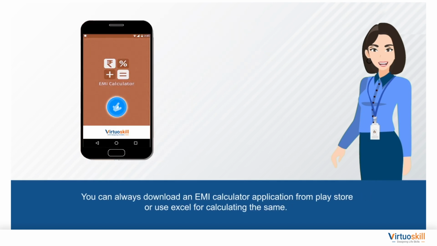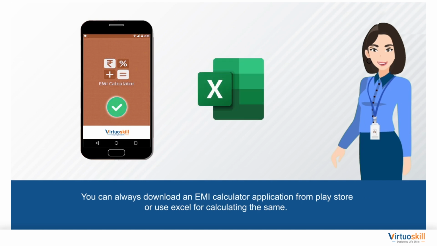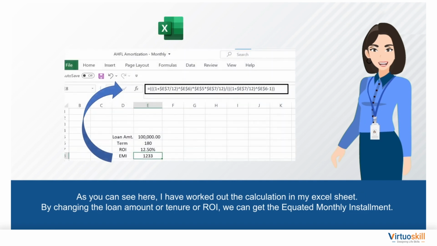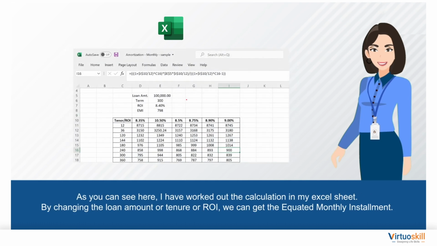You can always download an EMI calculator application from Play Store or use Excel for calculating the same. As you can see here, I have worked out the calculation in my Excel sheet. By changing the loan amount or tenure or ROI, we can get the equated monthly installment. Ideally, you should input the formula for a range of tenure and ROI so that, at one glance, you can get the EMI per lakh table as shown here.